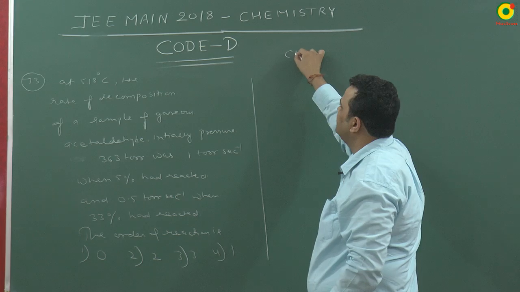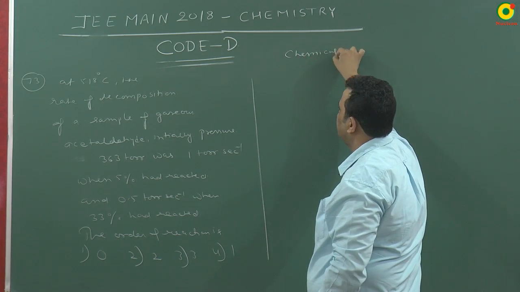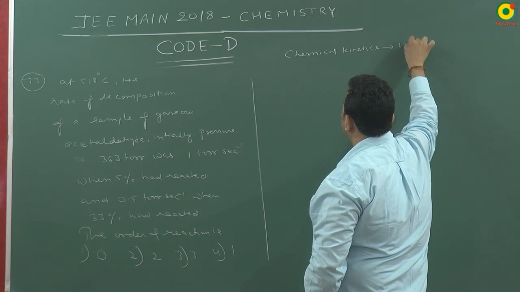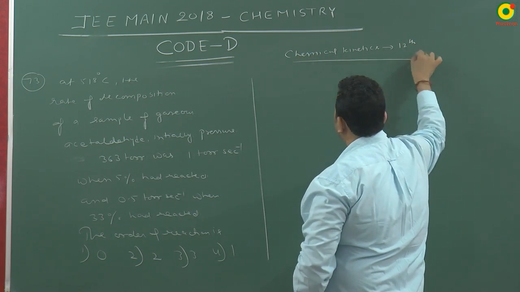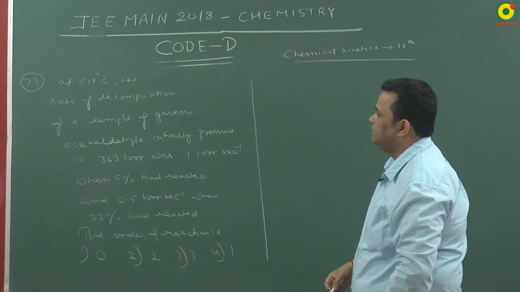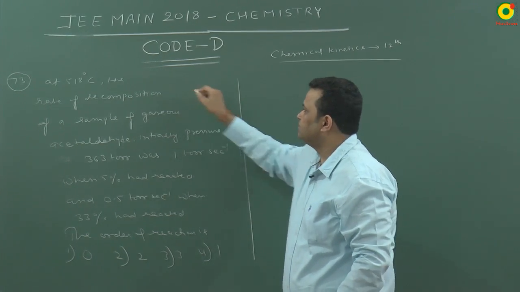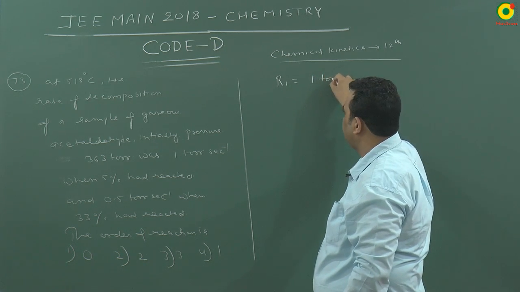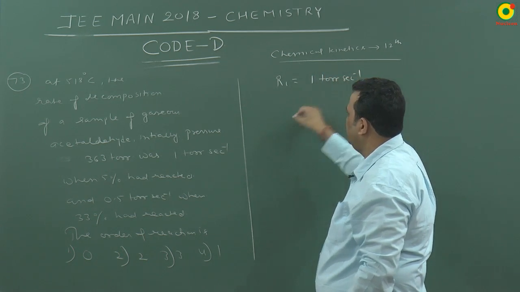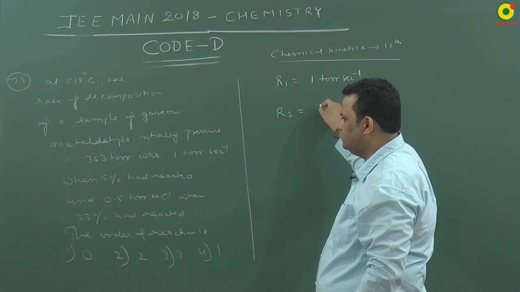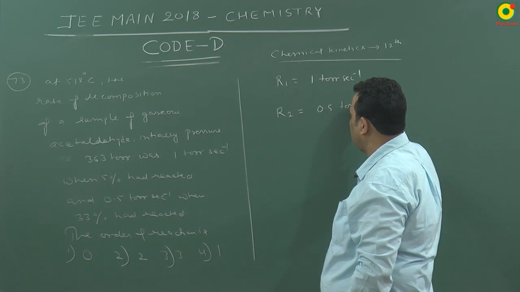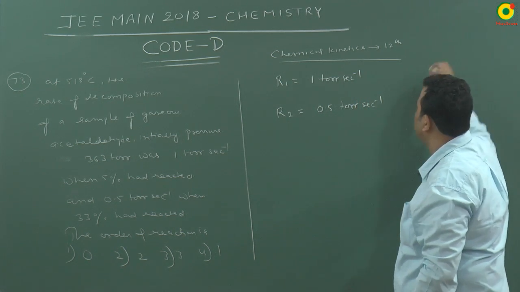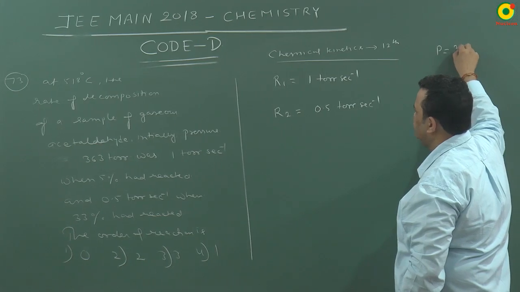Question 73 is from the chemical kinetics chapter, which is in 12th class. Now what does it say? The rate of decomposition: R1 is equal to 1 torr per second and R2 is equal to 0.5 torr per second, and the initial pressure P was 363 torr.